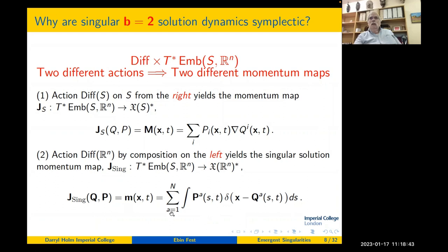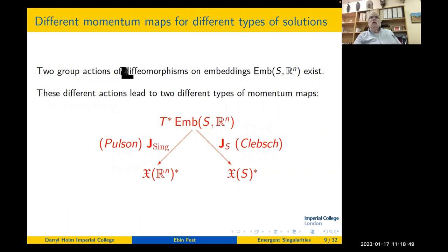Okay, so the two group actions of the diffeomorphisms on embeddings, Cornelia Vizman and François Gay-Balmaz showed that in fact this is also a dual pair, like Tudor was mentioning in his talk a minute ago. This is one of the first dual pairs in the diffeomorphisms.